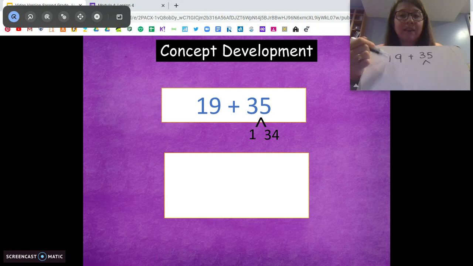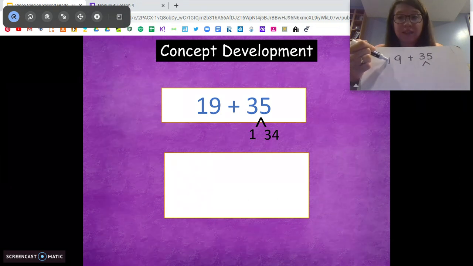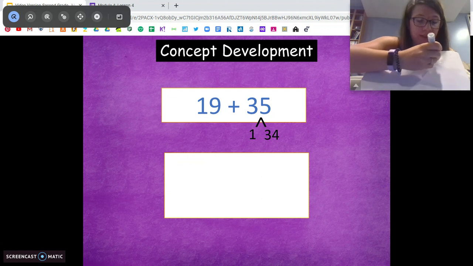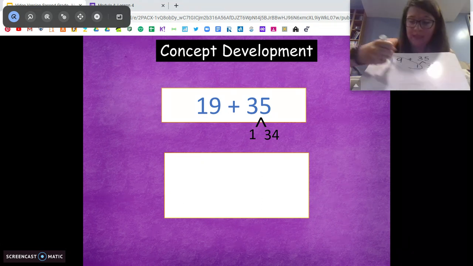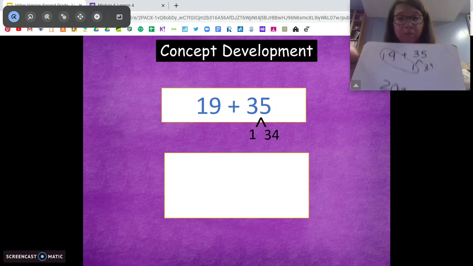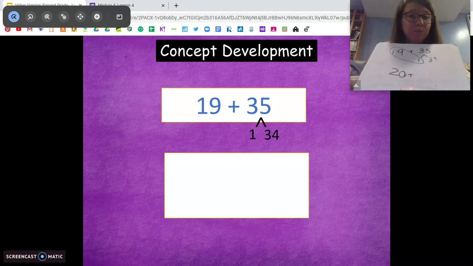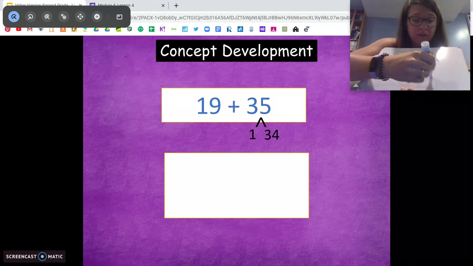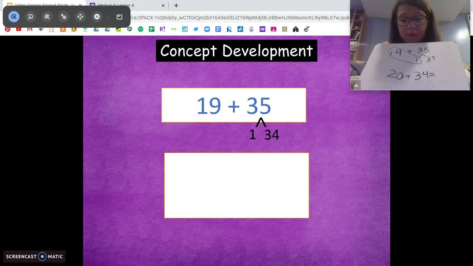How many do we need to get from 19 to 20 to get to that next 10? Just 1, right? So we have 1 and 34. Now we're going to make that 10 and get an equal problem, an equivalent problem. Just because the numbers are different, we're just moving our ones around to make it easier for us to add. So we get 20 plus 34.